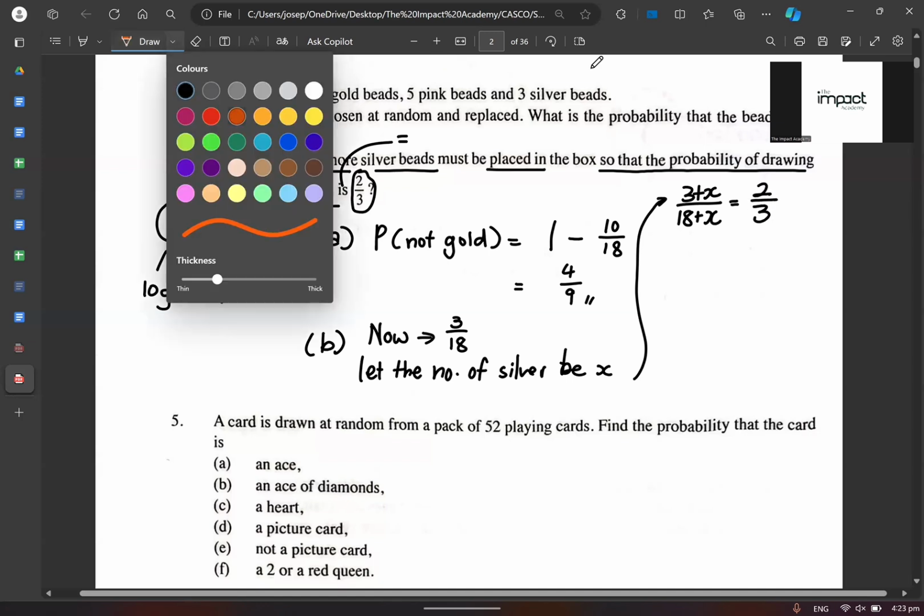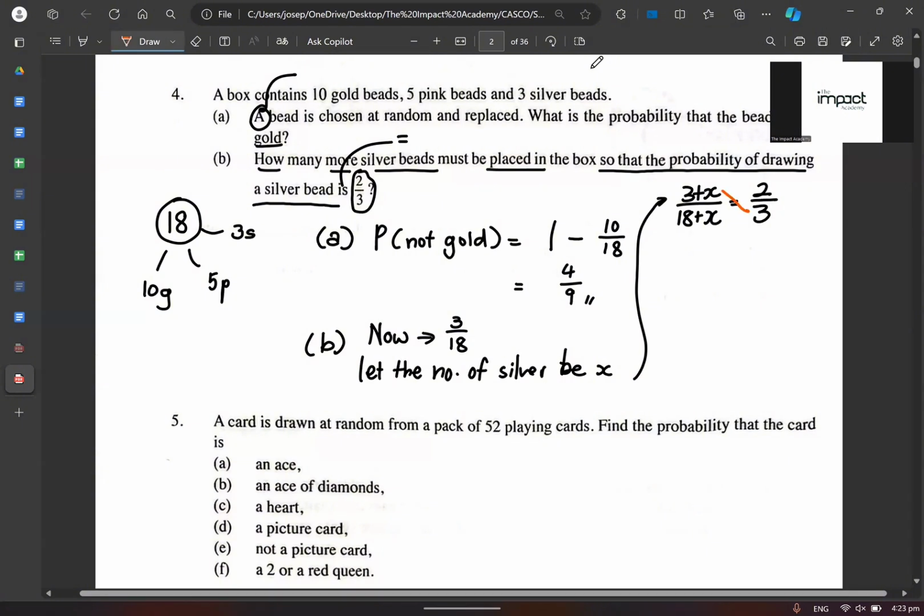When you see an equal sign over there, what do you want to do? You definitely want to cross multiply. So 3 bracket 3 plus X is equal to 2 bracket 18 plus X. Now you want to expand it accordingly. 9 plus 3X is equal to 36 plus 2X. Am I making sense? X is equal to 36 minus 9, so X is equal to 27.